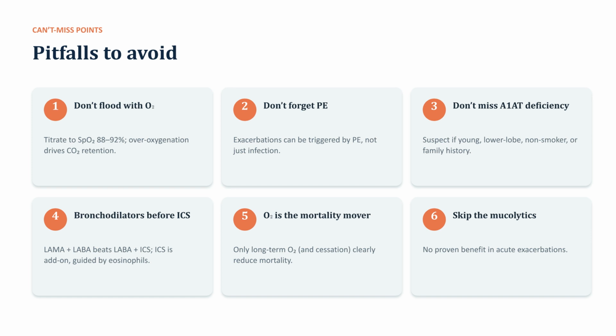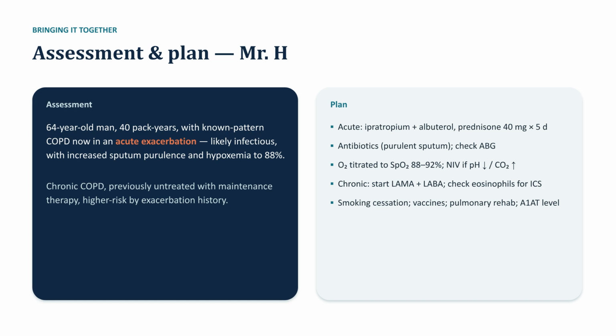Let's summarize common pitfalls. Avoid flooding patients with oxygen, and never forget that PE can mimic an exacerbation. Suspect alpha-1 deficiency in younger, non-smoking patients. Remember that bronchodilators precede inhaled steroids, skip mucolytics, and recognize that only oxygen and smoking cessation are proven to reduce mortality.